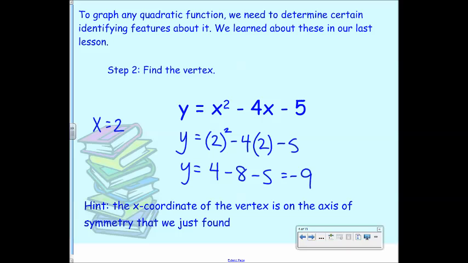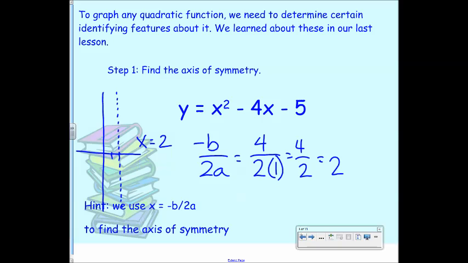So then what's my vertex? 2, negative 9. So that's my vertex. Okay, which means that's the point where my graph either goes up or it goes down. How can you tell which way it's going to go? Okay, is the a negative or positive? So that means my graph is going to go up. So if we go back to this, here's my axis of symmetry. I go down to negative 9. Here's my vertex. And I know it's going to open which way? So it's going to go up like this.